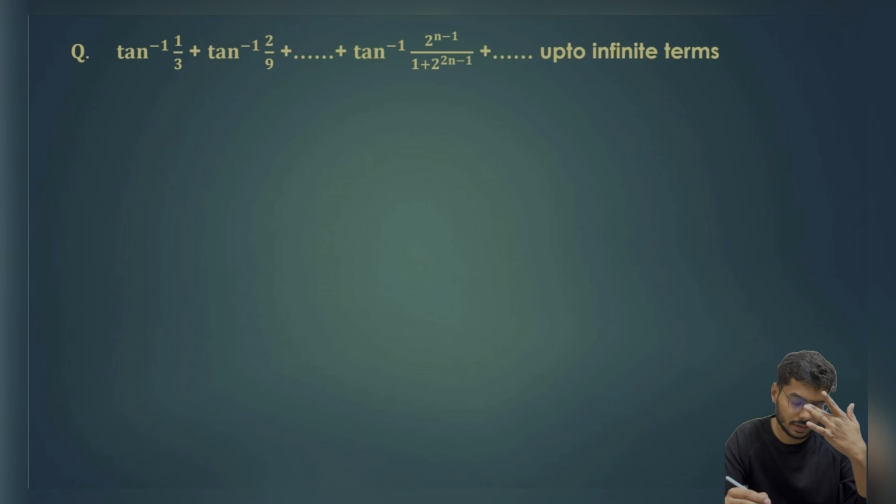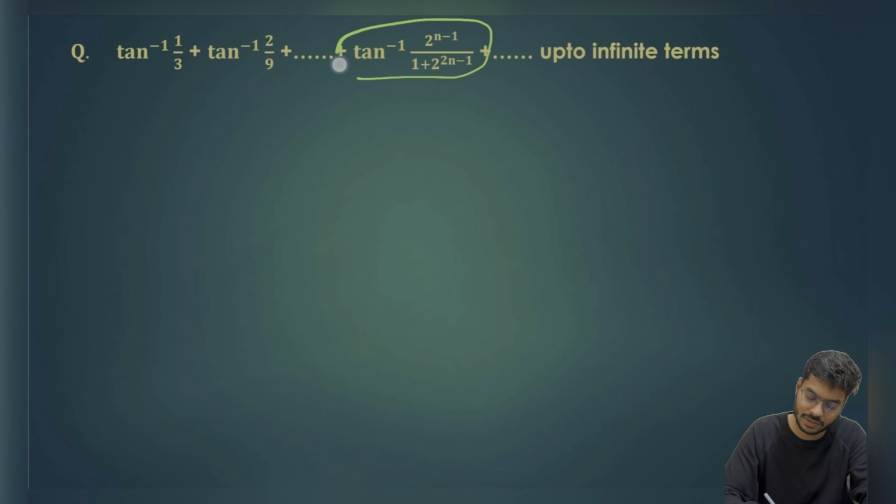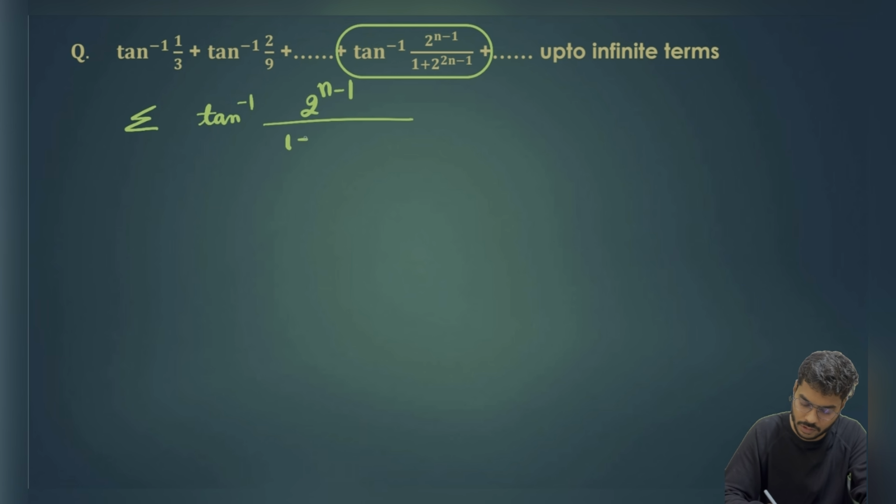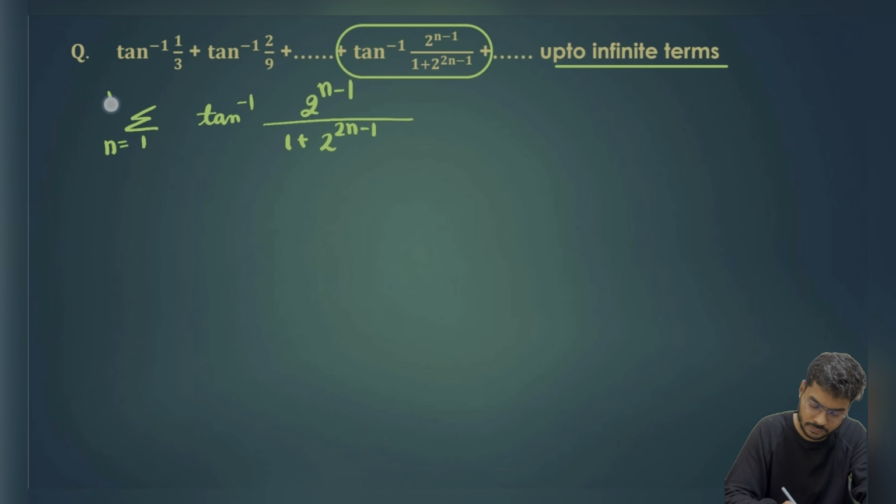Tan inverse 1 by 3 plus tan inverse 2 by 3 plus and so on, up to the n-th term. Here the general term is already mentioned. What is the general term? Tan inverse of (2 to the power of n minus 1) upon (1 plus 2 to the power of 2n minus 1). Up to infinite terms, it means n goes from 1 to infinity. If you put n equal to 1, you will get the first term. So how to calculate this using the difference method?